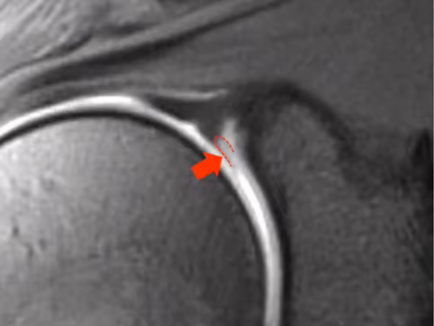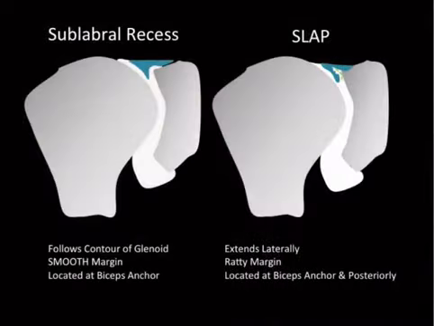That's your SLAP tear, as opposed to a sublabral recess, which follows the bone and the cartilage backwards like that, real smooth. They're located in similar locations. This can be more anterior and posterior, like I said, with a type 2. The big way that I tell the difference is that it's going forward instead of backwards, and it has a jagged edge as opposed to being totally smooth. I will also tell you that if they're showing it to you, it's probably a SLAP tear.